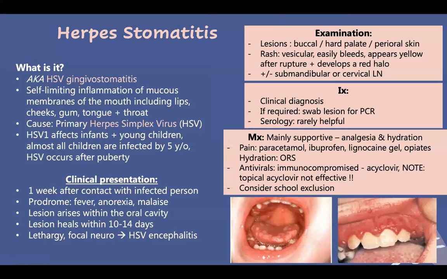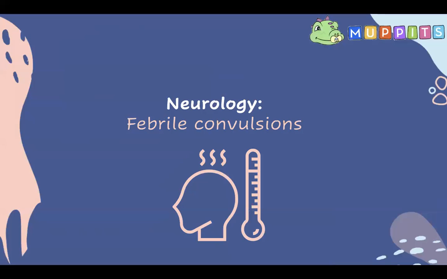Management, mainly supportive. So obviously, it's inside the mouth. It can be painful. So the main thing is obviously pain relief and analgesia. So paracetamol, ibuprofen, limited ibuprofen, and a lignocaine 2% gel that you just put inside the mouth. If they're admitted to the hospital because of their pain, you can give them opiates as well. Hydration, that's just oral hydration solution. Antivirals, you can consider acyclovir and consider school exclusion. There's a few things listed on RCH, so I haven't got it there. Sorry guys, I'm talking really fast.